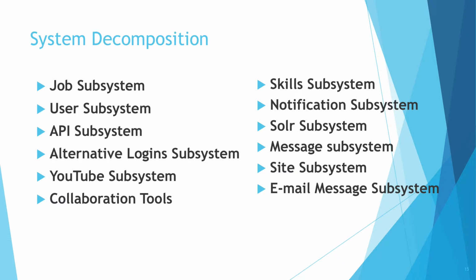We have the message subsystem, which is our internal messaging system, which allows users to communicate with each other via messages. We have the site subsystem, which handles the navbar, the login, and security. We have the email message subsystem, which sends out emails. It relies on the Gmailer.